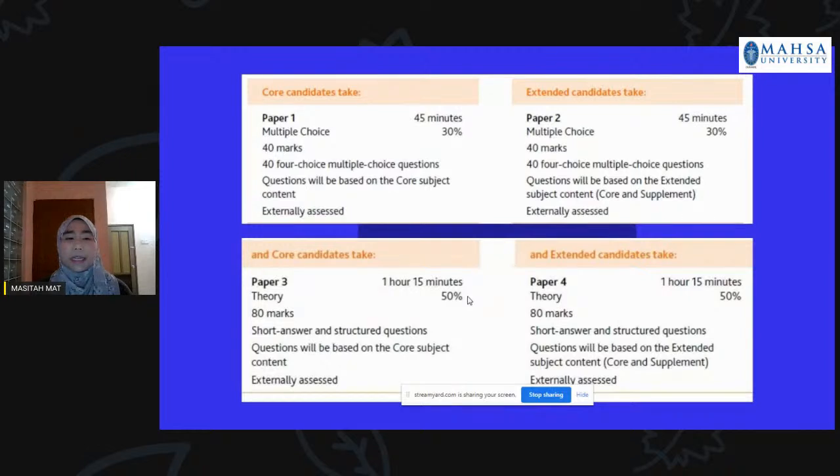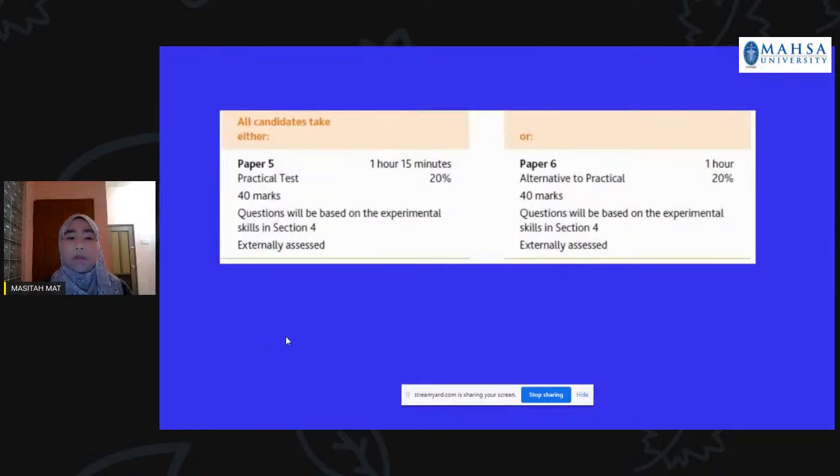If you are core students, you are supposed to have three papers for chemistry. You have paper 1, which is a multiple choice question. Paper 3 is the theory paper, a structured question, as well as paper 5 or paper 6. Paper 5 is a practical test. Basically, you're going to have a hands-on practical exam, and paper 6 is the alternative to practicals. So paper 1, paper 3, as well as paper 5 or 6 will be for the core students.